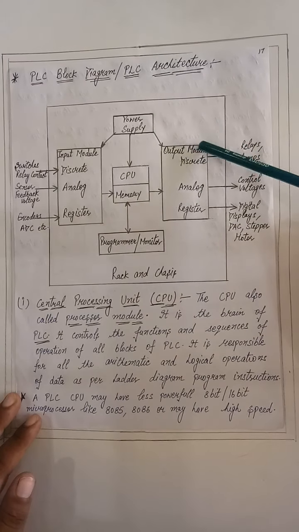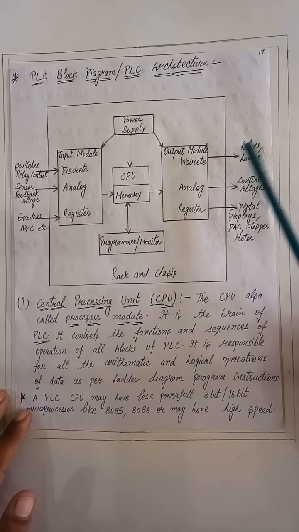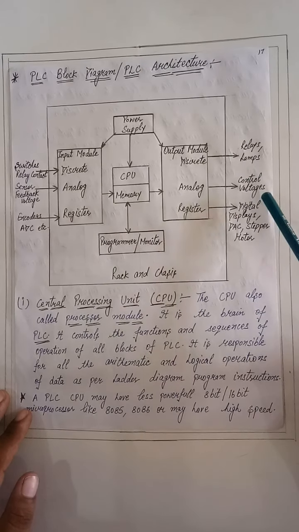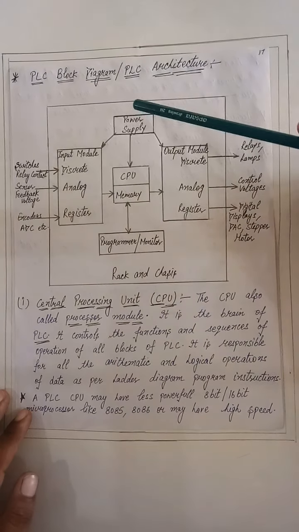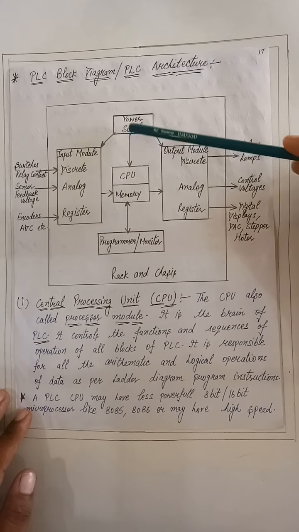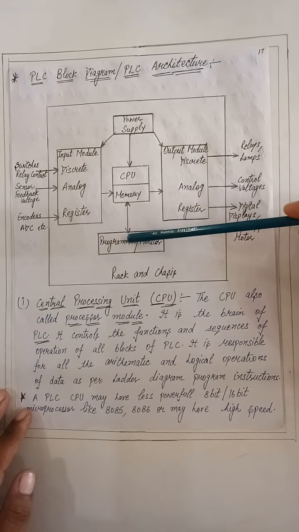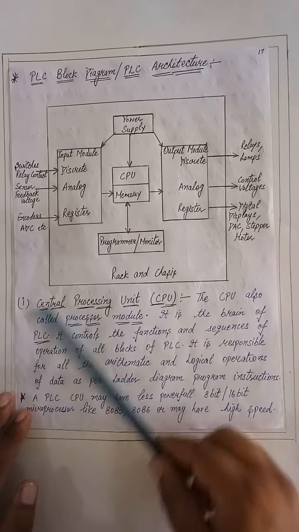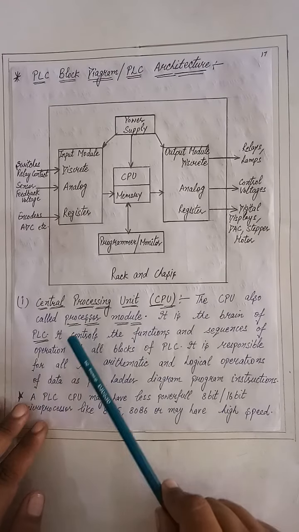And the output module having different types of outputs: discrete, relays and lamps, analog type, control voltages, resistor, digital displays, DAC, stepper motors. And this is the power block which is connected to the input module, output module and CPU, memory, programmer, monitor, rack and chassis. Now we will discuss each block in brief.